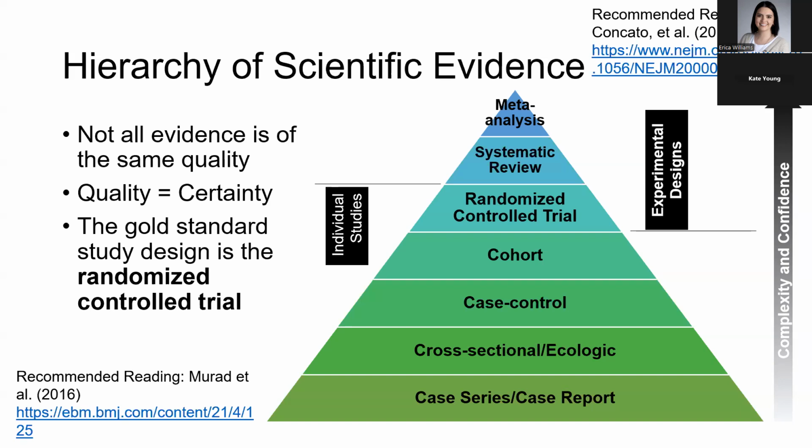So the gold standard, like I said, is the randomized controlled trial. So we're going to begin with that. We're going to talk about all the complexity associated with the randomized controlled trial and how that complexity helps us ensure internal validity. And then we'll work our way down from the pyramid.